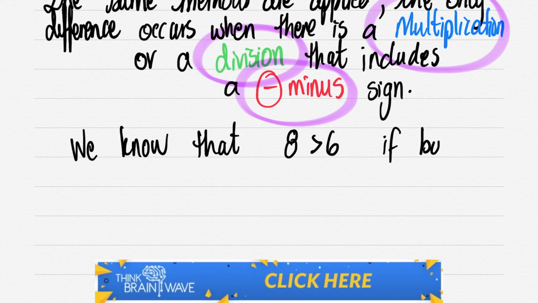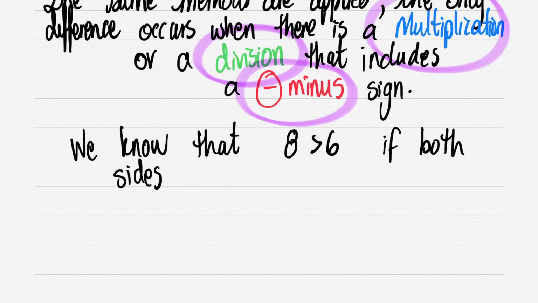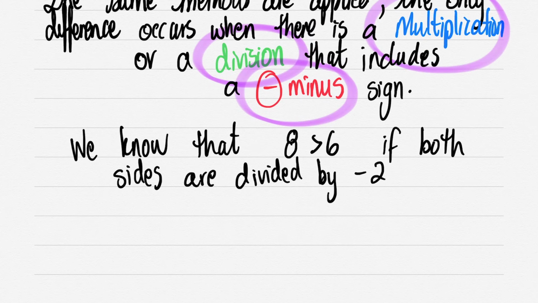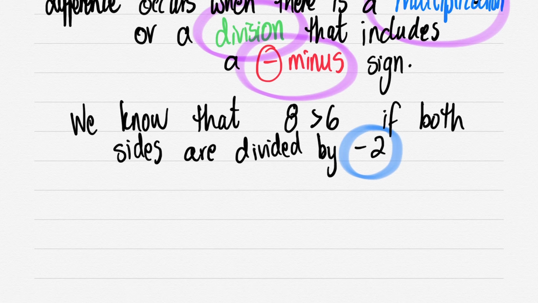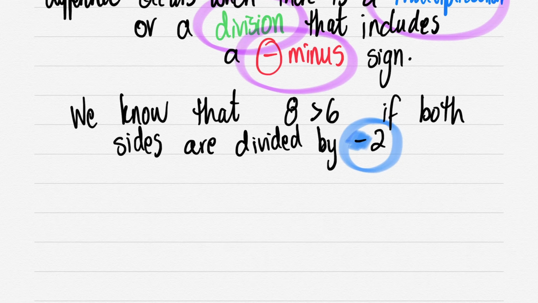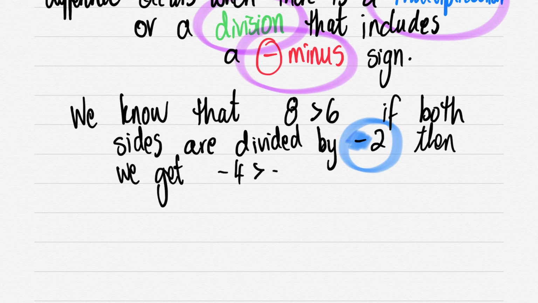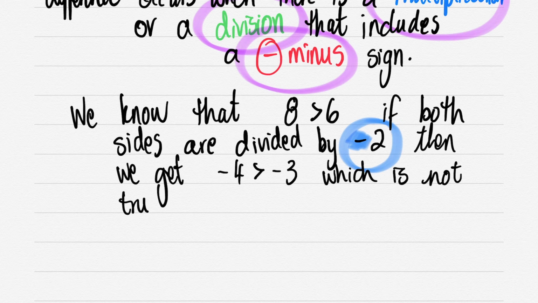So let's look at this sort of example. You've got 8 is greater than 6. We both know this. If both sides are divided by negative 1, you can clearly see that you'll get negative 8, and that's going to be greater than negative 6. If we divide by negative 2 in this case, we will say 8 divided by negative 2 gives us negative 4. And we then say negative 4 is greater than 6 divided by negative 2, which is negative 3. Clearly, minus 4 is not greater than minus 3.